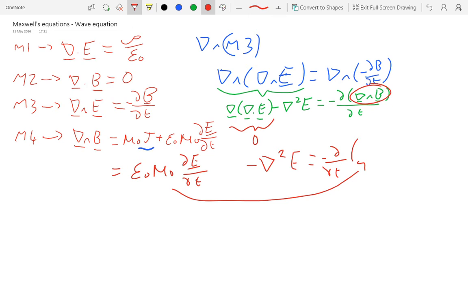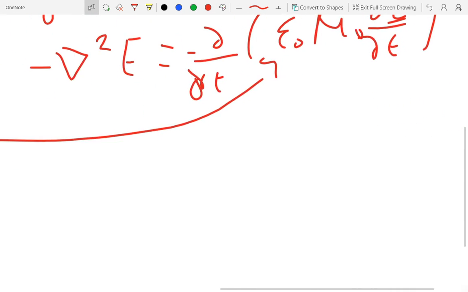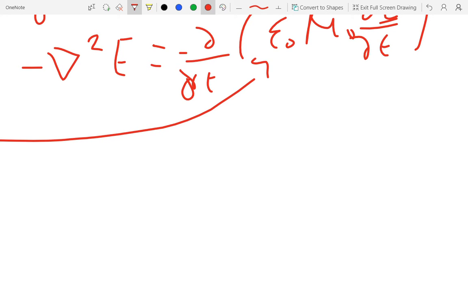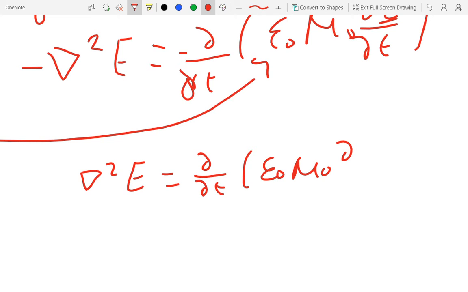So minus d by dt of epsilon naught mu naught dE by dt, like that. And then once we've got that, we're most of the way there. So then we can get rid of the minus signs. Del squared E equals d by dt epsilon naught mu naught d by dt acting on E.